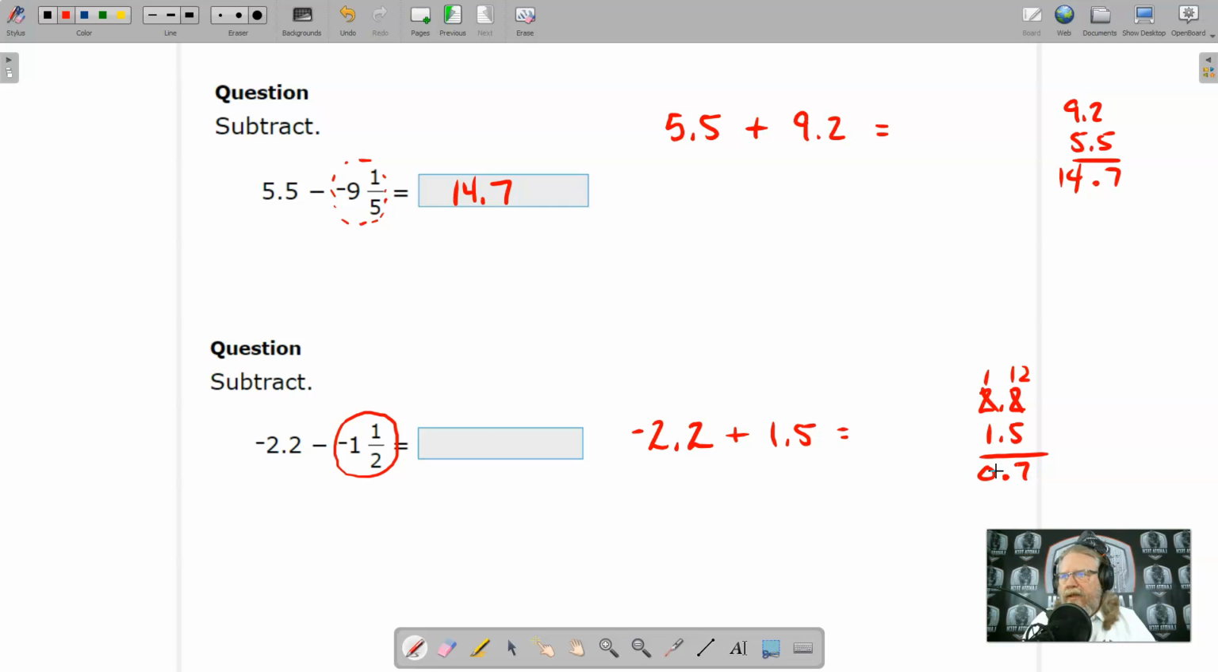And 1 minus 1 is 0. So I end up with 0.7. Is it positive or negative? Well, the negative 2.2 has a greater absolute value than the positive 1.5. So let's use the negative sign from the one with the greater absolute value. And the answer is going to be negative 0.7.